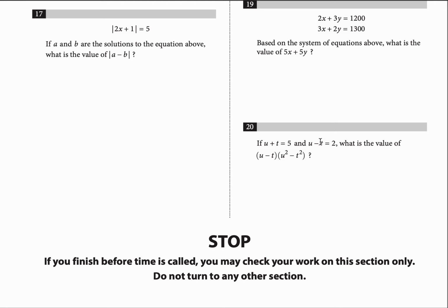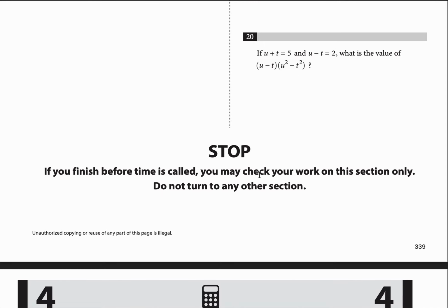Yeah, so was it 20? I think it was 20, but let's do this one. So u plus t times u minus t is going to give us u squared minus t squared. Therefore, it'll give us 5 times 2, which is 10. And then we know u minus t is 2. So that's 20.